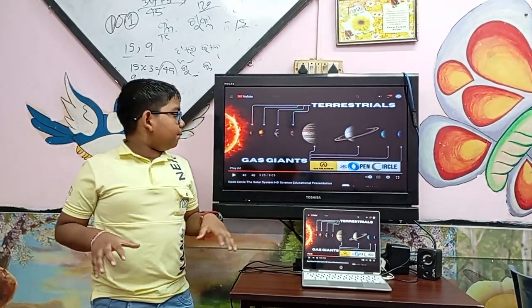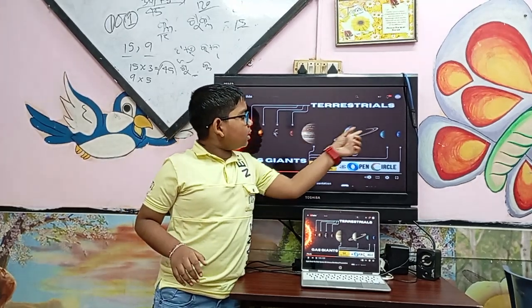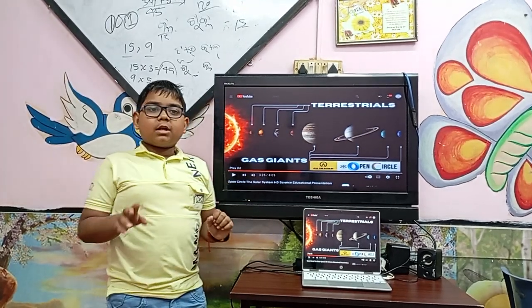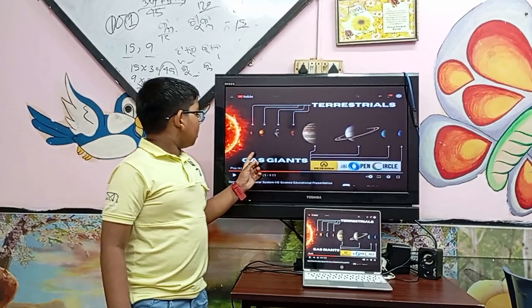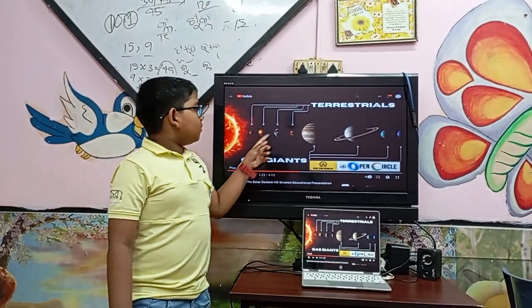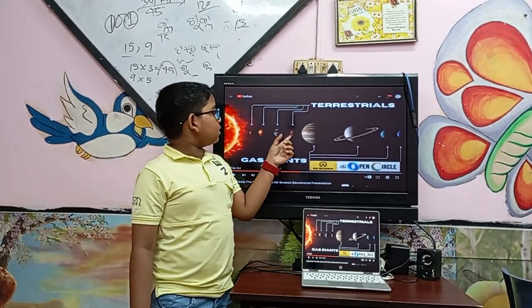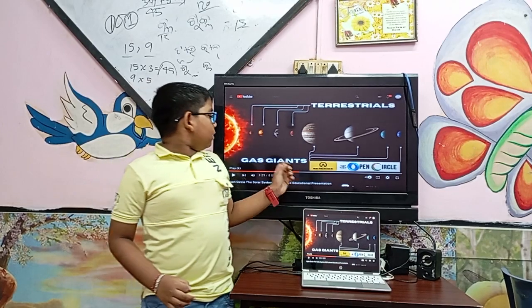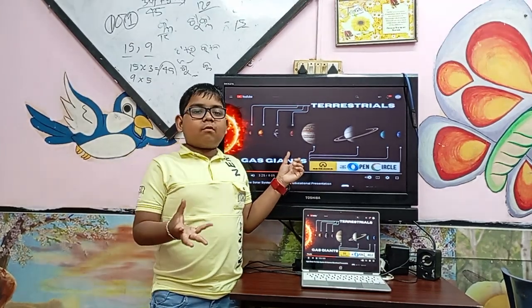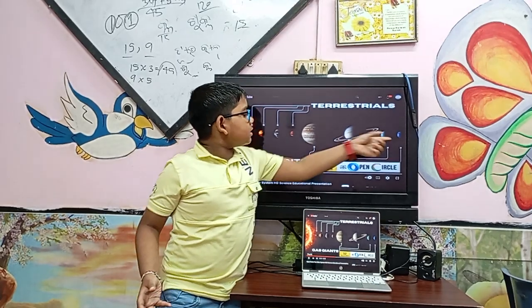There are 8 planets called Mercury, Venus, Earth, Mars, Jupiter, Saturn, Uranus and Neptune. But these are of 2 types. The first is terrestrial planets, the second is gas giants. The terrestrial planets consist of Mercury, Venus, Earth and Mars. And the gas giants, which are full of gases only, are Jupiter, Saturn, Uranus and Neptune.